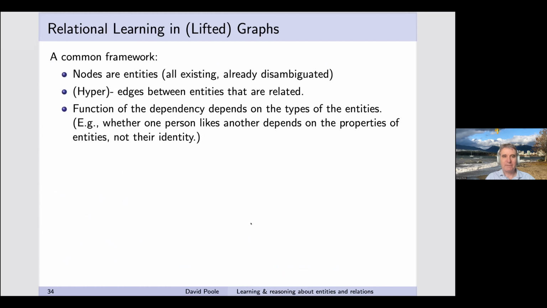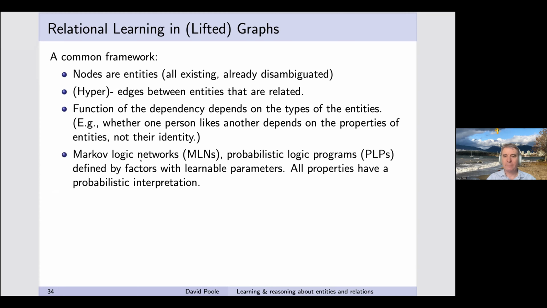In other models, the graph-based models, we're going to assume the nodes are entities. So we're going to look at the grounding of the graph. They all exist and they're already disambiguated. So we're already presuming we've solved this. There are hyperedges between nodes that are related. So we can do knowledge graphs, we do edges, but when we want to do higher level relations, we do hyperedges. And the function of the dependency depends on the type of the entity. So whether one person likes another depends on the properties of the entity, not their identity. So the functions depend on the types.